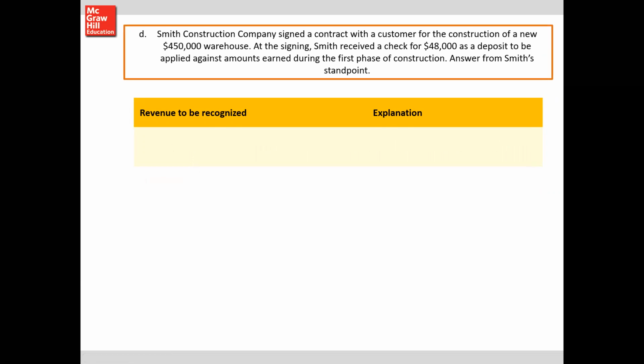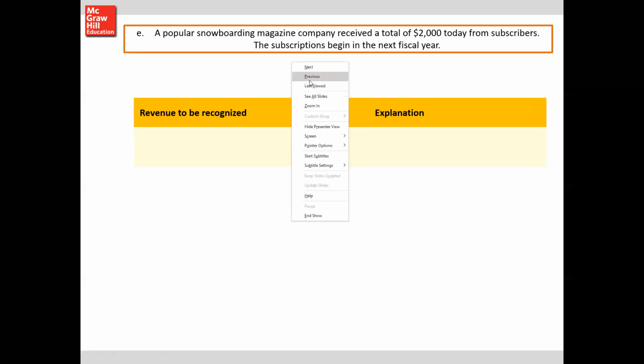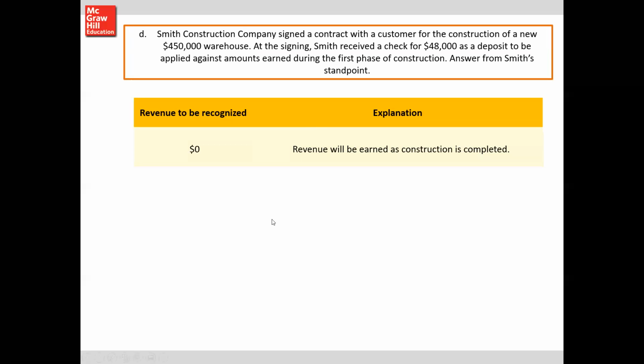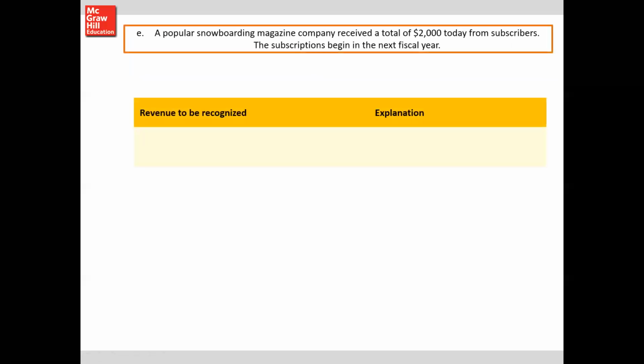Smith Construction Company signed a contract with the customer for the construction of a new $450,000 warehouse. At the signing, Smith received a check for $48,000 as a deposit to be applied against amounts earned during the first phase of construction. So from Smith's standpoint, that $48,000 is an advance. Nothing's been earned, not until it's been completed. So again, nothing would be recognized as revenue just yet, not until you start to actually work on the construction.